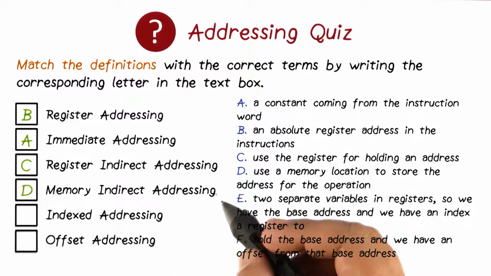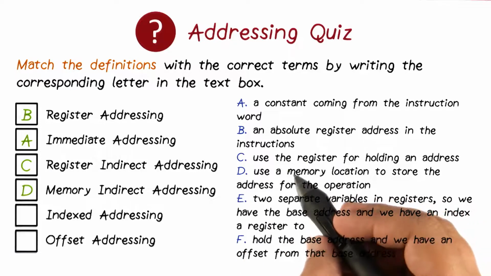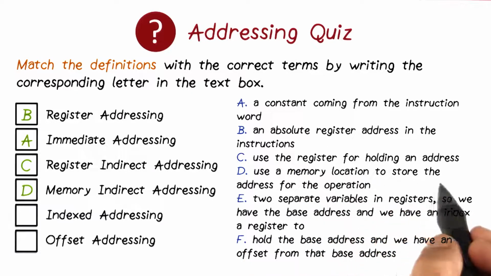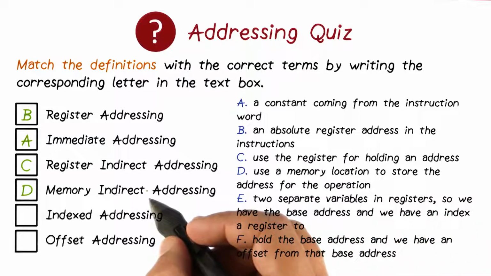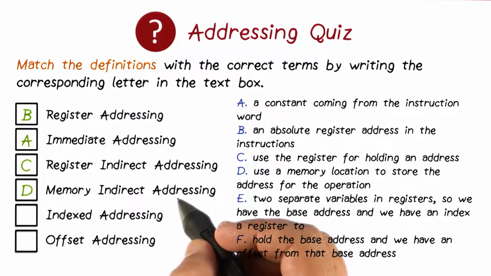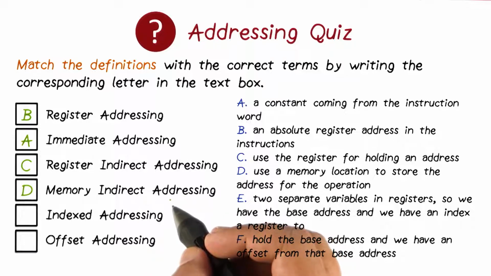Memory indirect addressing. This is similar to register indirect addressing, and the right answer is D here. The only difference is we'll use a memory location to store the address for that operation. In other words, we are going to the memory location, getting the address, and then using that address to store or read a value into that location. This is very similar to a pointer dereference and is typically implemented as a memory indirect addressing mode, wherein the pointer is giving us the location of the memory where the address of that operand resides.